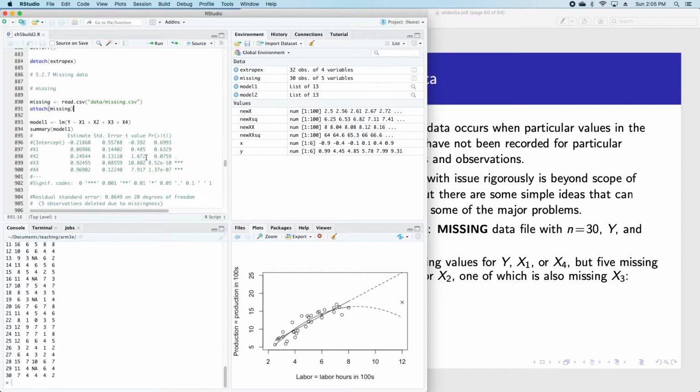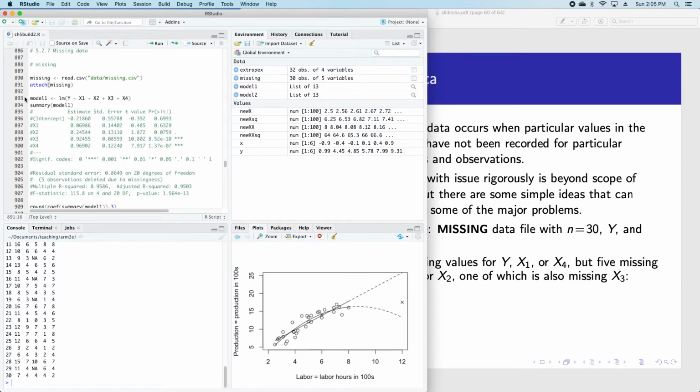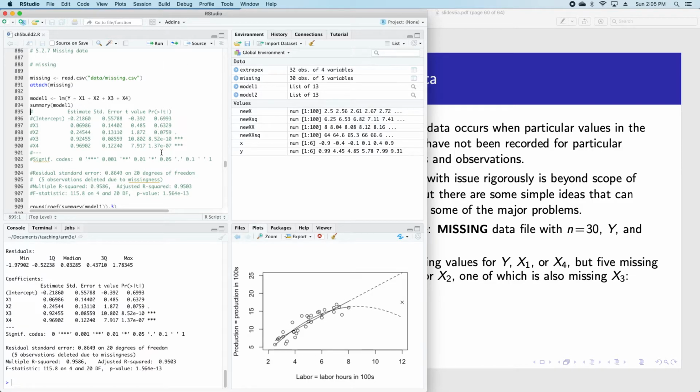Let me show you how that might impact our modeling. So let me fit just a multiple linear regression model with all 4 predictors, summarize what's going on. We might look at these p-values in this column and think to ourselves, okay, looks like maybe x1 is not associated with y once we've controlled for x2, x3, and x4.